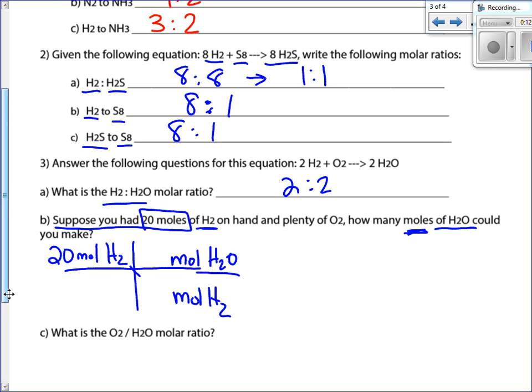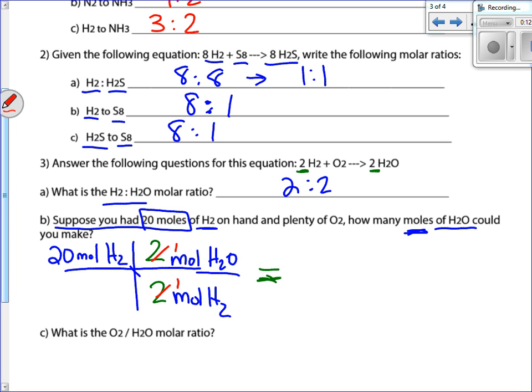Now we look at our coefficients. We have 2 for the water, so we put a 2 next to the water. We have a 2 for our H2. We put a 2 next to our H2. We multiply and divide. Or, if you want to get snazzy, what can we do to this guy?